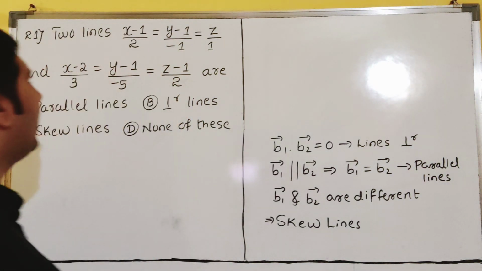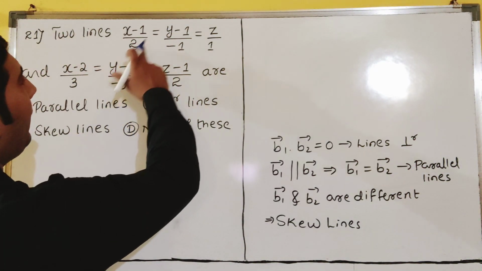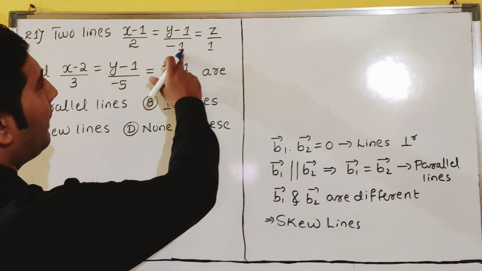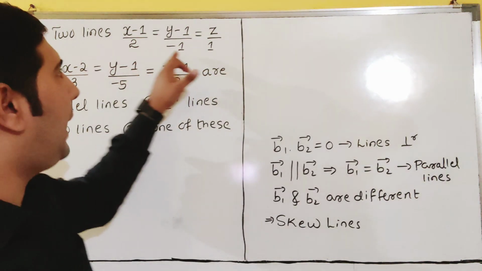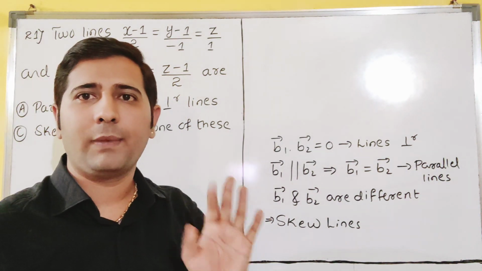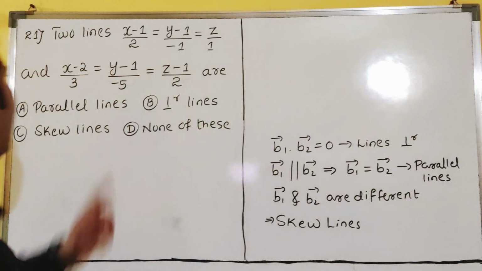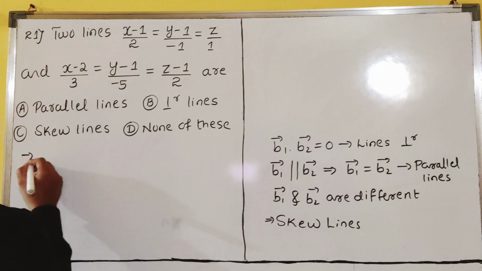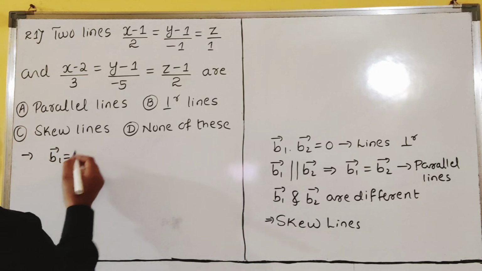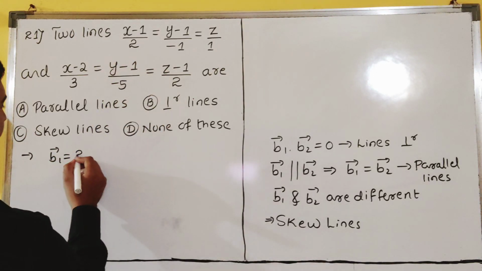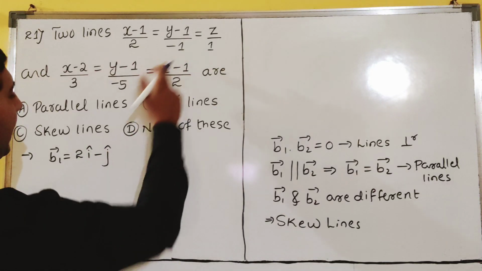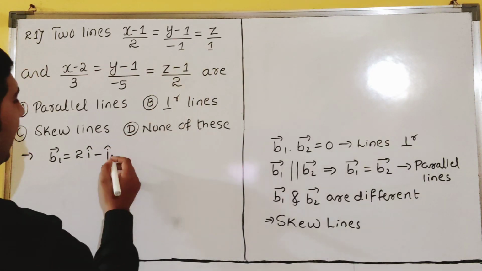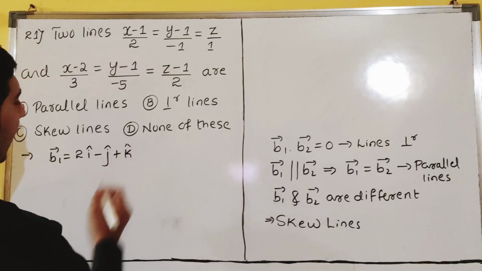So now let us see (x minus x1)/a, (y minus y1)/b, (z minus z1)/c. We will say, dear students, these a, b, c are called vector b. Yes or no? Here two lines are there. So then vector b1 is what here? Vector b1 is, already we have discussed this in the last video, so 2 i cap minus j cap plus 1 k cap. 1 into k cap is k cap only.